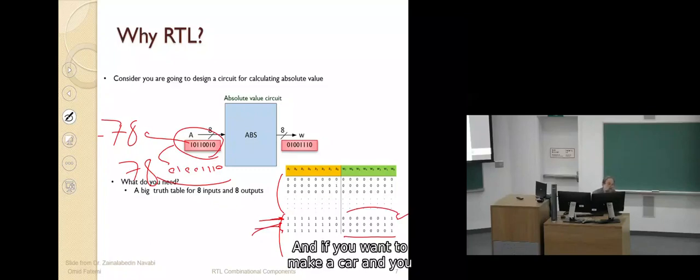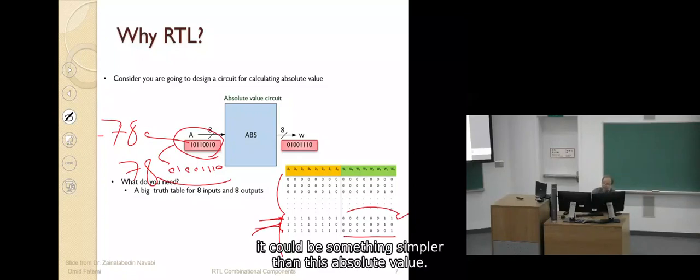256 rows. And if you want to make a circuit that has 8 outputs, you have to simplify 8 functions. And a Karnaugh map would be difficult, really. An 8-variable Karnaugh map is difficult. So what to do? What do you suggest? How to design this?